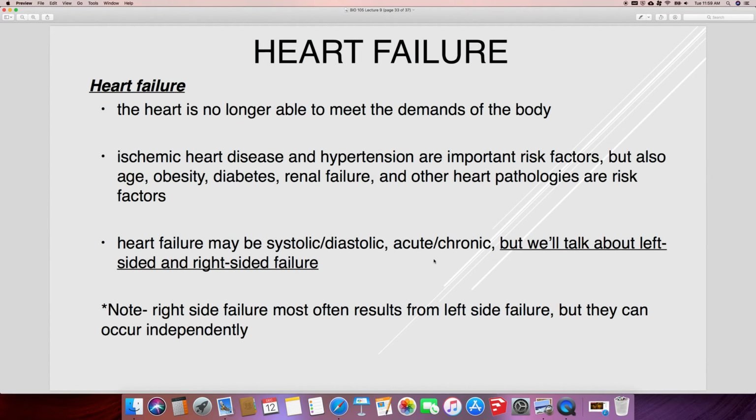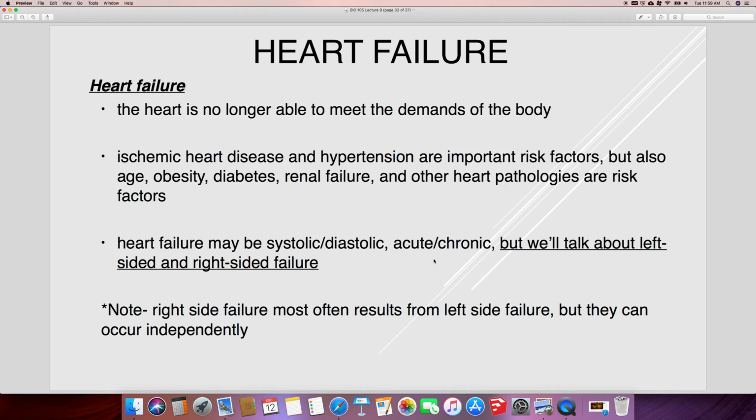All right, then we talked about heart failure. Simply put, heart failure is when the heart can no longer meet the demands of the body. Some risk factors: ischemic heart disease, so a history of previous heart attacks, as well as hypertension. But age, as age increases, obviously risk goes up for everything. Obesity, diabetes, renal failure, other problems with the heart, those are all risk factors.